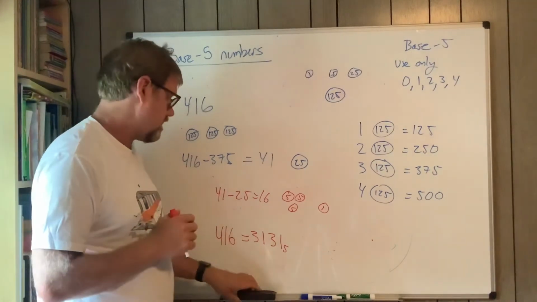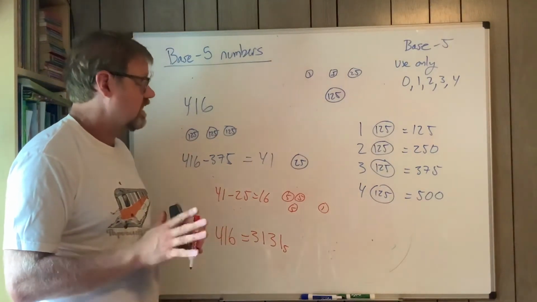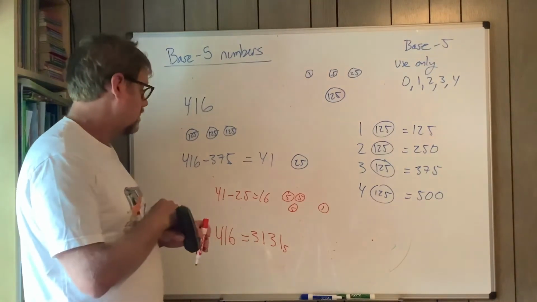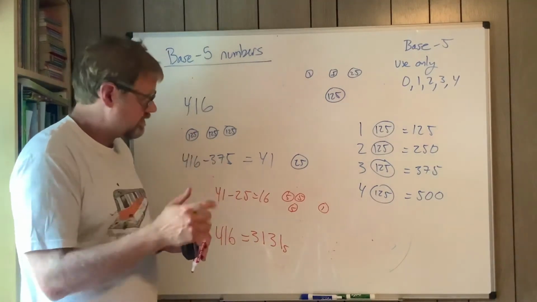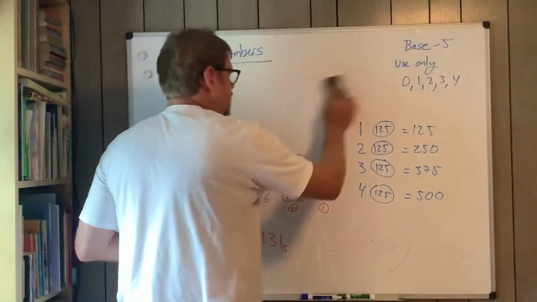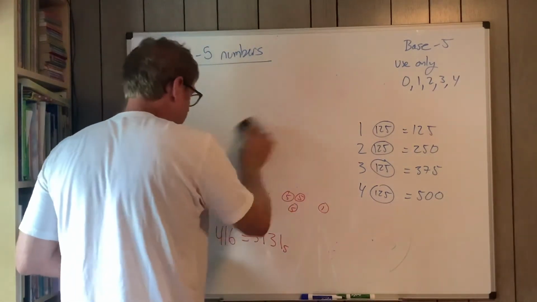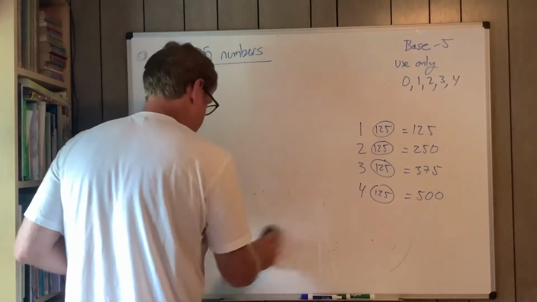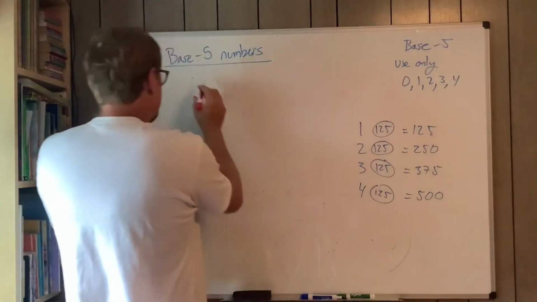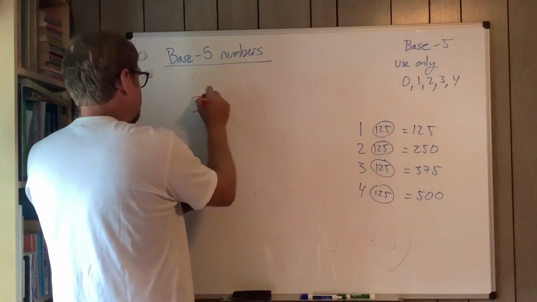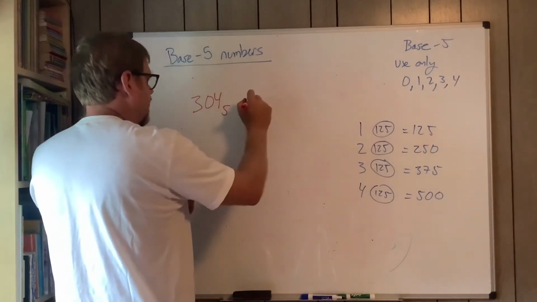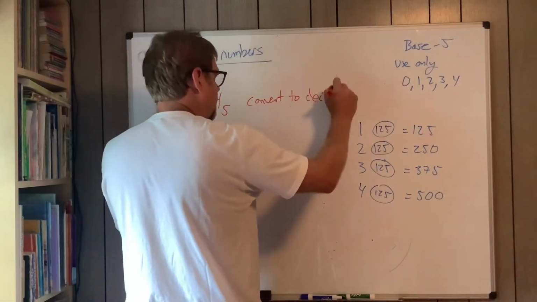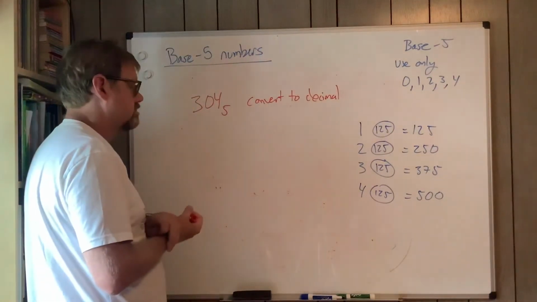All right. Now, here's what I also want to do: I want to do the reverse, which I think is actually quite a bit easier. Let's do 304 in base 5 and then convert to decimal. Okay.